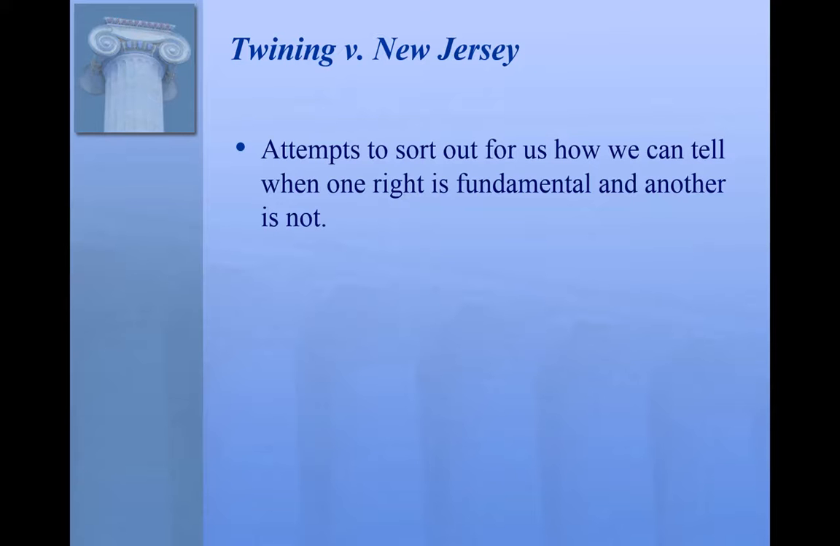That is called, by the way, incorporation. Taking these rights one at a time is called selective incorporation, and that's the process the Supreme Court said it would use in Twining.